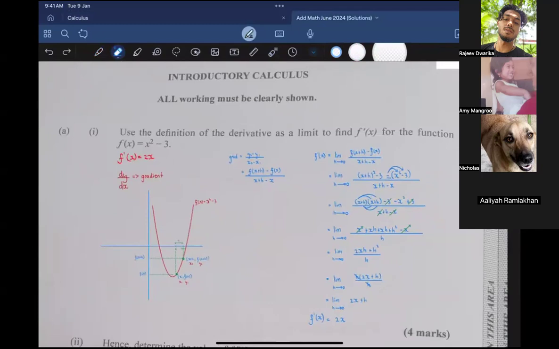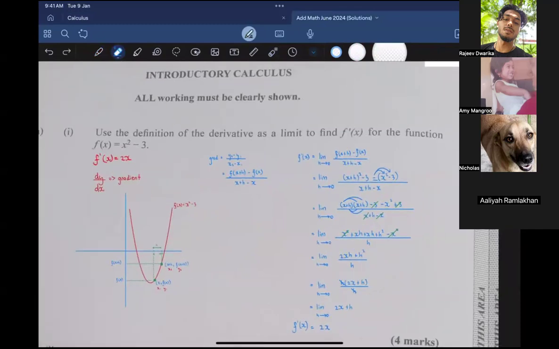Aliyah, I want you to give this question a read. Use the definition of the derivative as a limit to find f prime of x for the function f of x is equal to x squared minus 3.